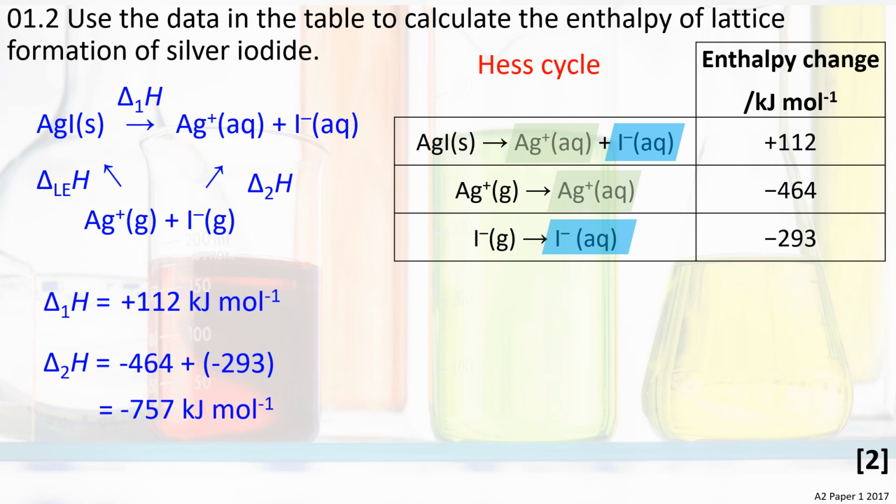To find delta H1 and delta H2, use the data from the table. It's really important to be clear when showing your working out and take extra care with directed numbers.